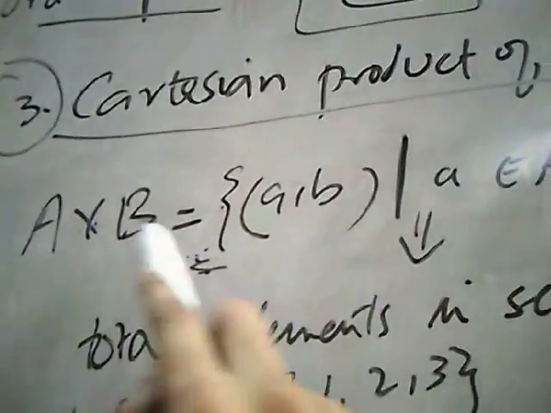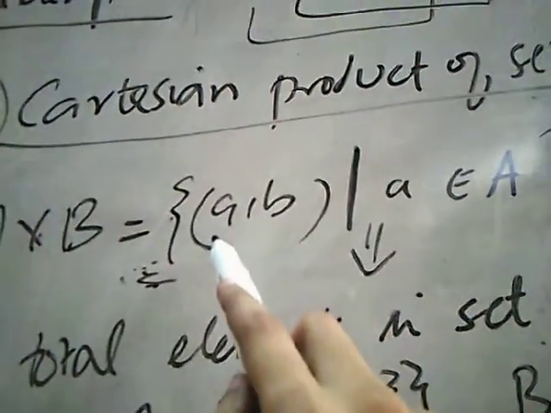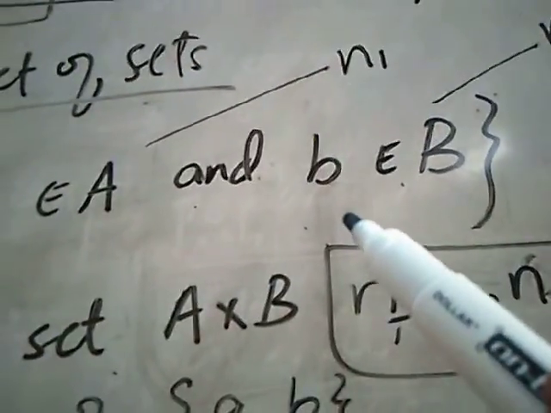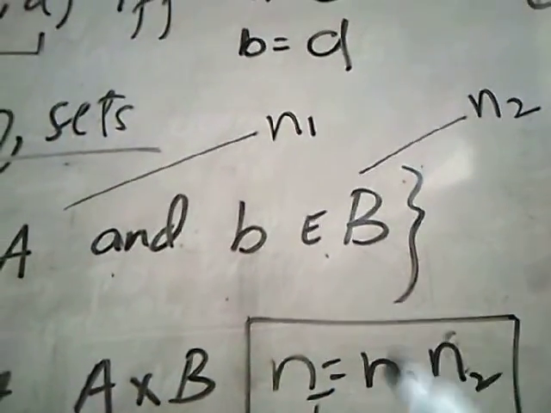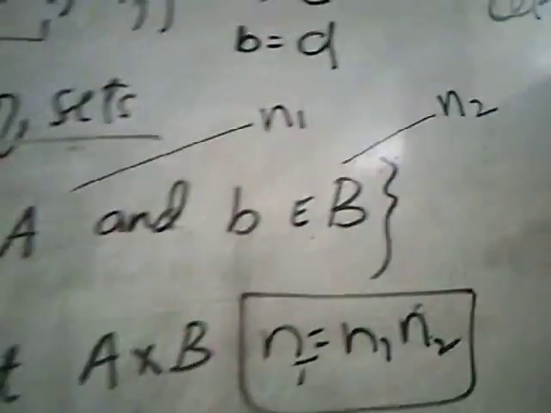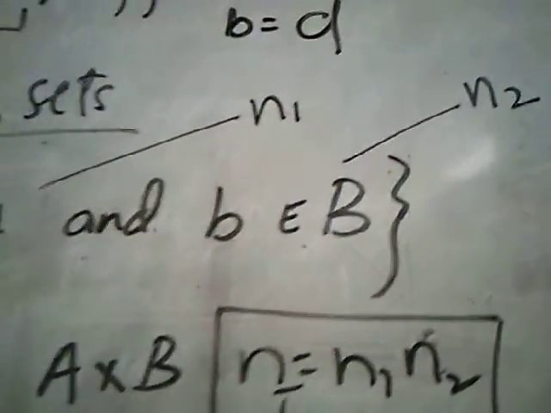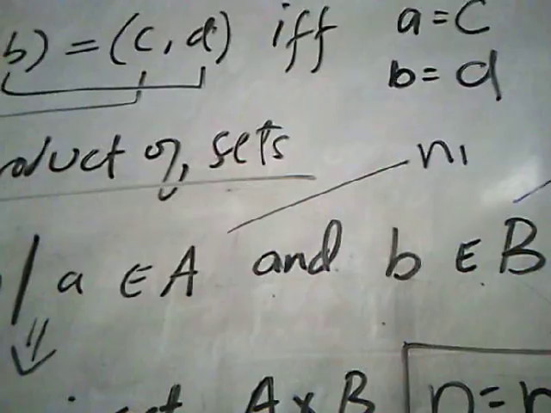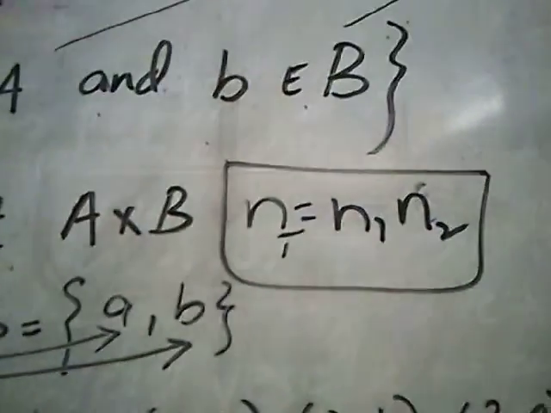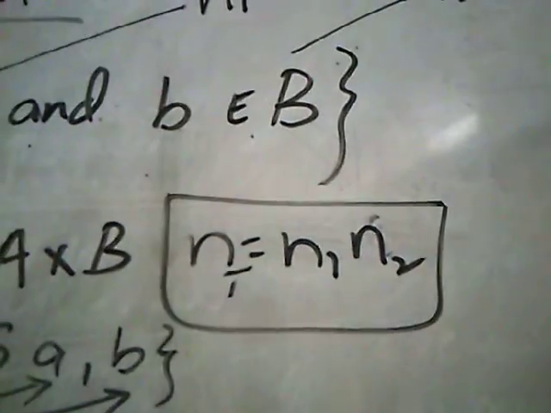So Cartesian product of A and B is a set that has ordered pairs (a, b) such that a belongs to the members of set A and b, the second element of the ordered pair, belongs to the members of set B. So Cartesian product is the set of ordered pairs where the first element belongs to set A and the second element belongs to set B. Here n1 is the total number of elements in set A and n2 is the total number of elements in set B. So total number of elements in A cross B is equal to n1 multiplied by n2.